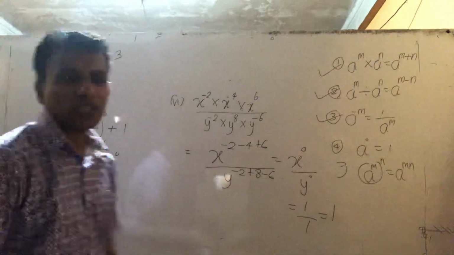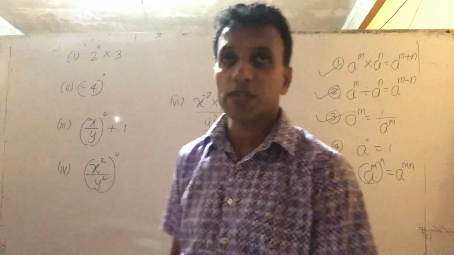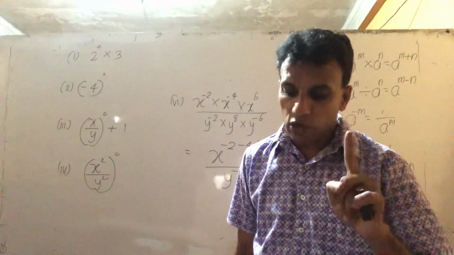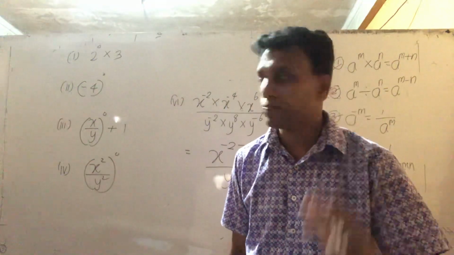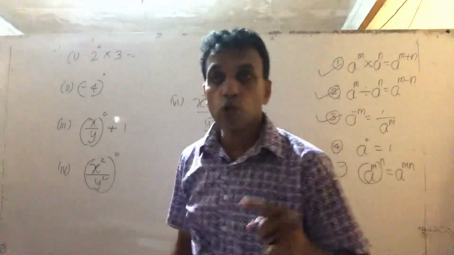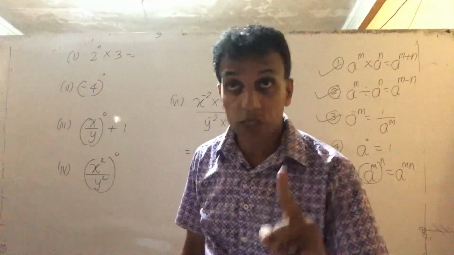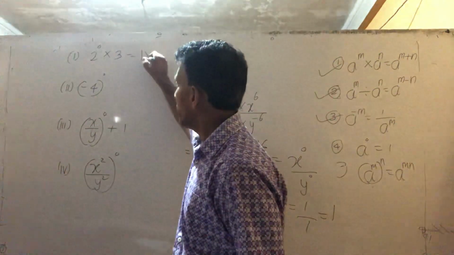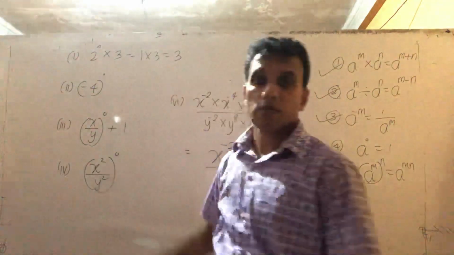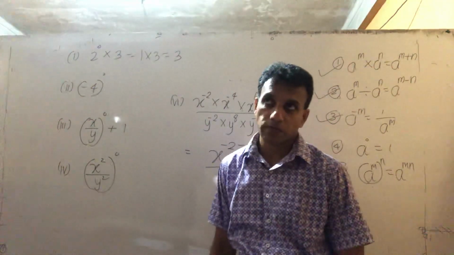You can answer this using the rule of power 0: index 0 means the answer is 1. Whatever value to the power 0, the answer is 1. So apply this. 2 to the power 0, the answer is 1. Multiply by 3. 1 times 3 is 3.